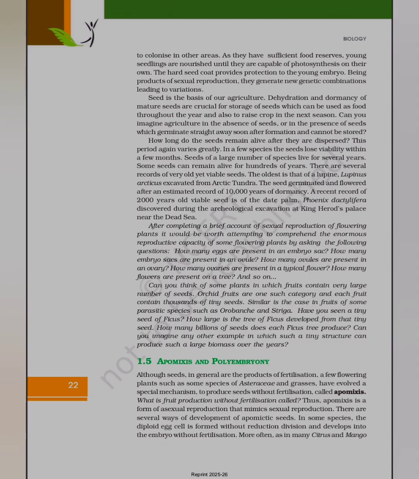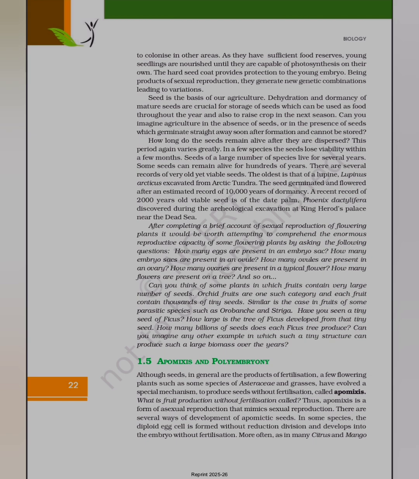Seeds are the basis of our agriculture. Dehydration and dormancy of mature seeds are crucial for storage of seeds, which can be used as food throughout the year and also to raise crops in the next season. Can you imagine agriculture in the absence of seeds, or in the presence of seeds which germinate straight away soon after formation and cannot be stored?